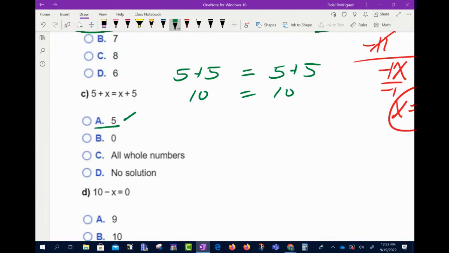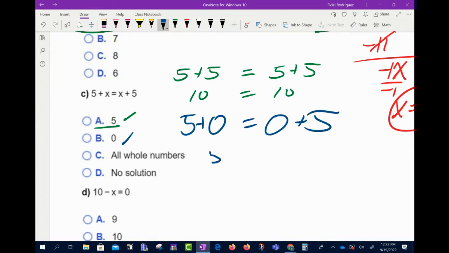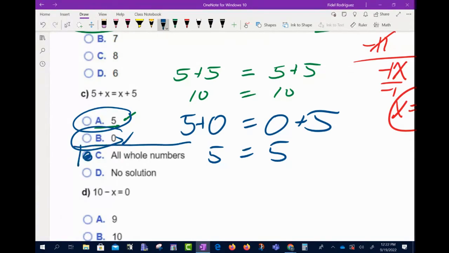But I don't want to just check one answer. I want to check another one too. Suppose we were to check 0, okay? 5 plus 0, is that the same thing as 0 plus 5? Well, yeah, it is, right? So 0 also works. Okay, question. Do you think this is going to work for every whole number that we try? Would 5 plus 3 be the same thing as 3 plus 5? Yeah. So this is going to work for every number that we try, you guys.